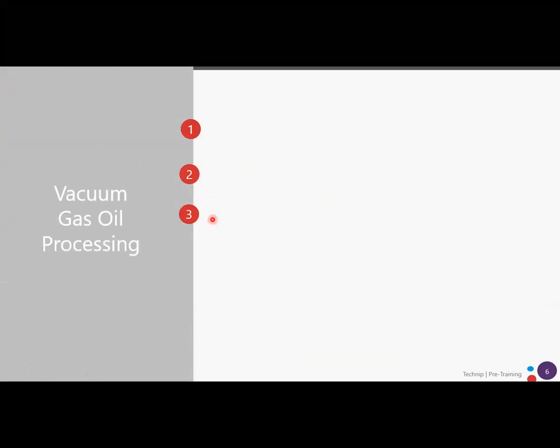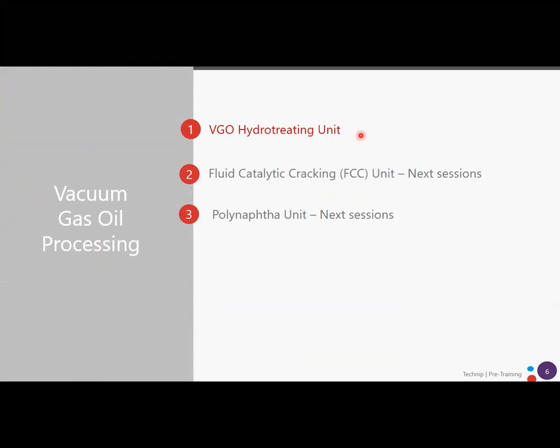So today we will start with this module, which is the vacuum gas oil processing. We will see now what vacuum gas oil is, but this module will have 3 parts. Today we have the vacuum gas oil, which you will see called VGO, the vacuum gas oil hydrotreating unit. Then next week we have the FCC, and then the polynaphtha unit in the next sessions. But today we will see the VGO hydrotreating unit.